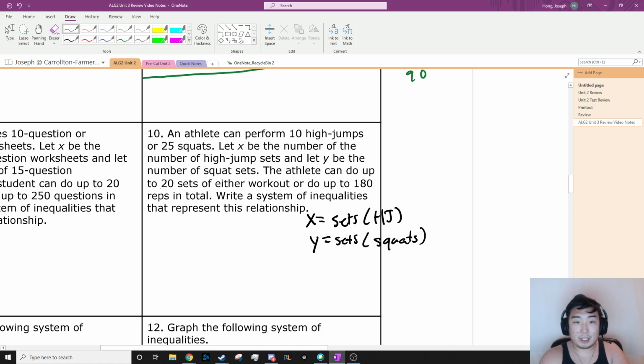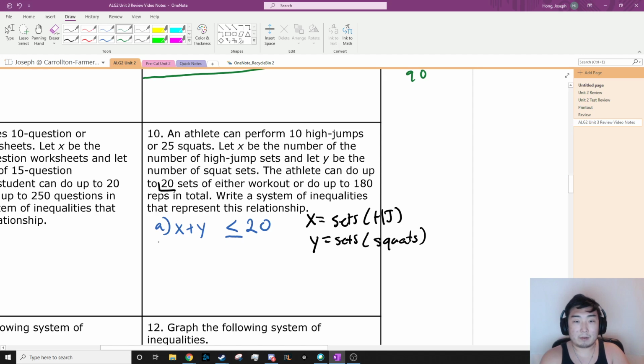So the number of sets that he can do is 20. So let's do the easy one first. A, and this is 20, and I can do up to 20, so I can't do any more. So this is my highest value. I can also do 20, so this is why I would have an equal to sign, including it in my inequality. And the sets are really just representing x and y. This is the number of sets of high jumps, and this is the sets of squats.